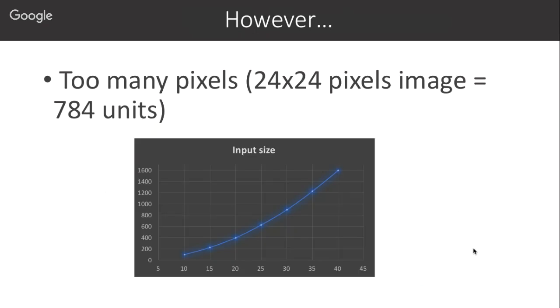However, there are some problems with this approach. One of them is the complexity. For example, if my image has 28 by 28 pixels, then it means that I would need 784 units just in the input layer, and this is going to grow. This is going to grow exponentially. So it would be very complex to connect each pixel as one input in the fully connected network.